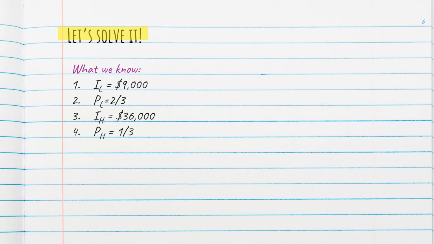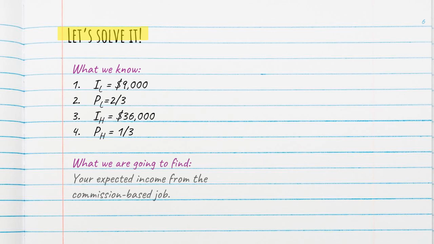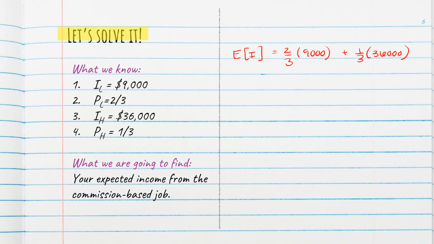Solving a question like this is really all about identifying what you know and labeling it appropriately. So here what we know is the following. We know that the low salary is $9,000 and that's going to occur with probability 2/3, and the high salary is $36,000 and that's going to occur with probability 1/3. We're trying to find the expected income from this commission-based job. All we do is apply the formula. So the expected income, which I'm going to call E of I, is equal to 2/3 times 9,000 plus 1/3 times 36,000.